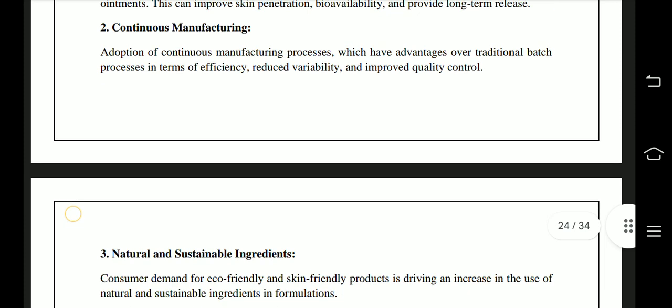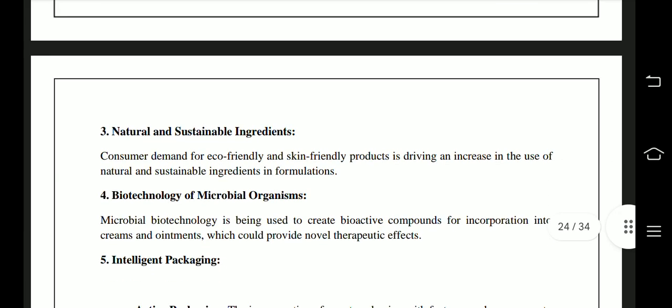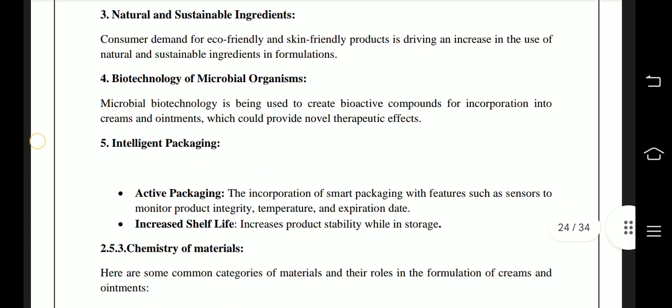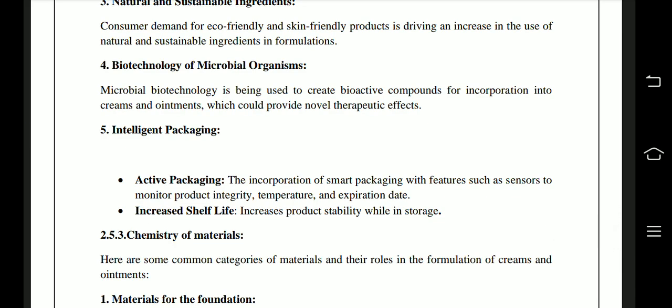Second one is continuous manufacturing. Adoption of continuous manufacturing processes, which have advantages over the traditional batch process in terms of efficiency, reduced variability, and improved quality control. Third one is natural and sustainable ingredients. Consumer demand for eco-friendly and skin-friendly products is driving an increase in the use of natural and sustainable ingredients in formulation.